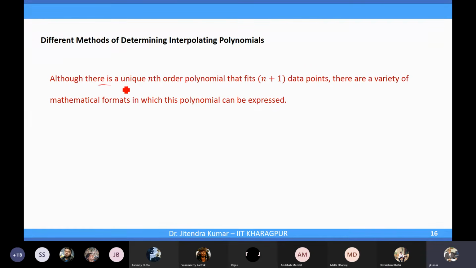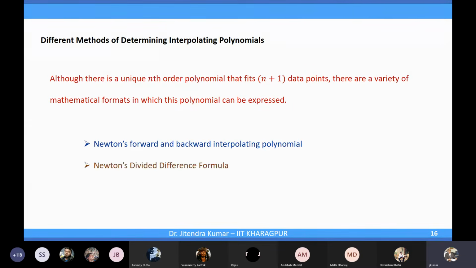Although there is a unique nth order polynomial that fits n+1 data points, there are a variety of mathematical formats in which this polynomial can be expressed. The two we are going to discuss are Newton's forward and the backward.